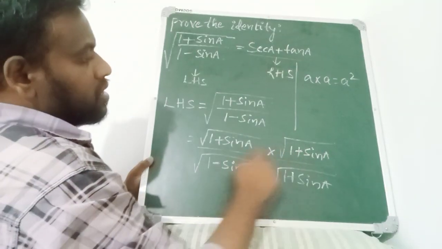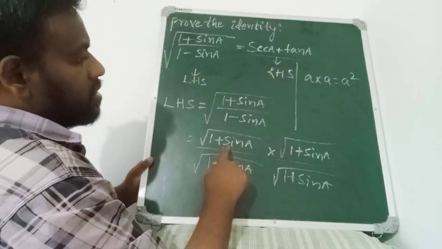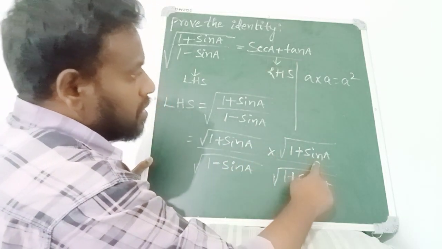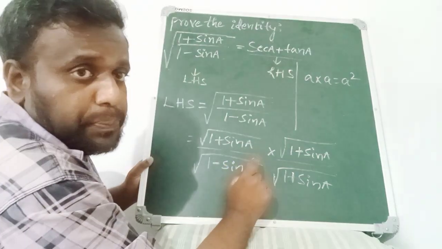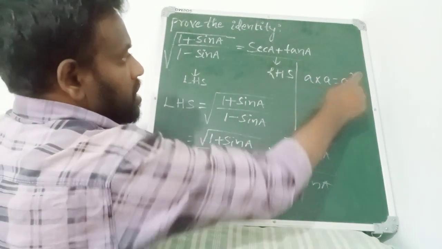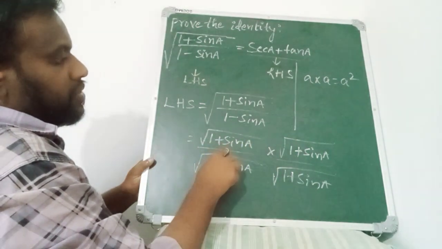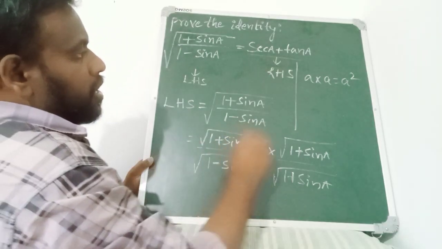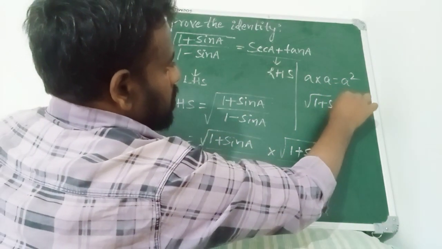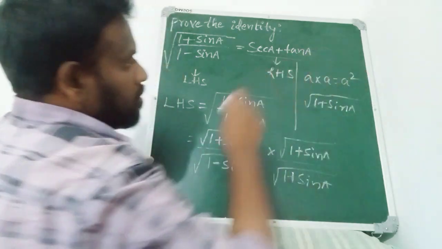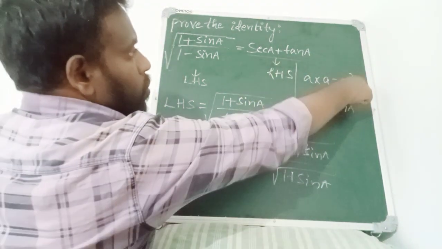We have to multiply this and this. It is like A into A. In place of A, we have this square root of 1 plus sin A. So A into A is A square. A square means, in place of A, what do we have? This one, square root of 1 plus sin A. I will write it here. Okay.